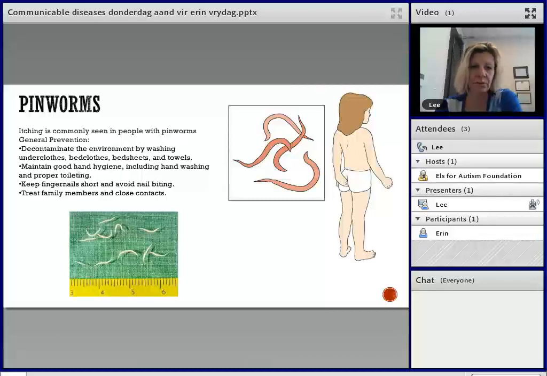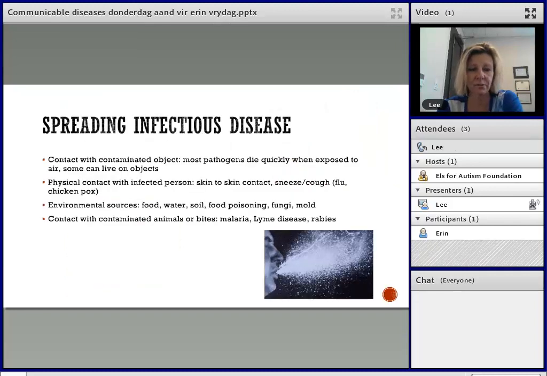So pinworms, we'll see itching is commonly seen in people with pinworms, and generally how you can prevent that is decontaminate the environment by washing underclothes, bedclothes, bed sheets, towels. Always wash your hands, and proper toileting. Keep the fingernails short and avoid nail biting. And you will see if one family member has it, you can probably suspect the whole family to have it.